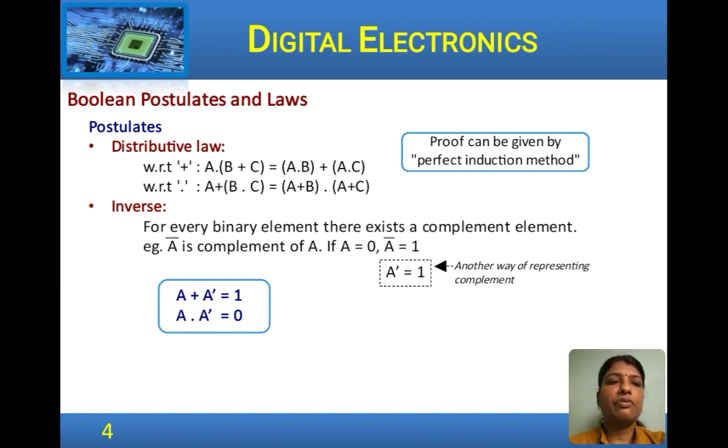So all these proofs can be given by the perfect induction method, that is, draw the truth table, write down the individual variables' values, consider all the combinations of values for the variables, perform the operation and check the result. We can thereby prove the laws, the postulates. So the postulates can be proved by the perfect induction method.